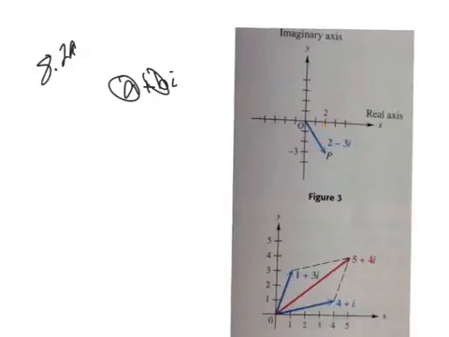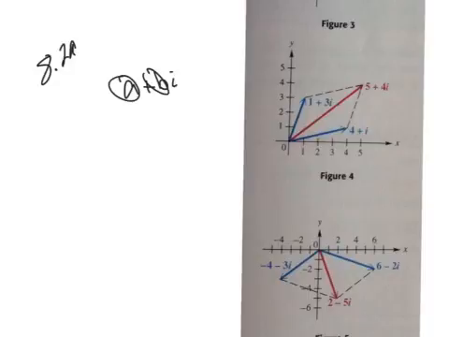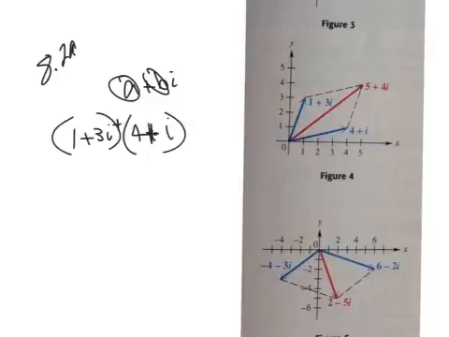If we were to add these together, remember in the last section we took like 1 plus 3i, and we added 4 plus i. Alright, so 1 plus 4 is 5, and 3i plus i is 4i. So we go over 5, up 4, and we end up at that point there. And that's the resultant, that red line there.